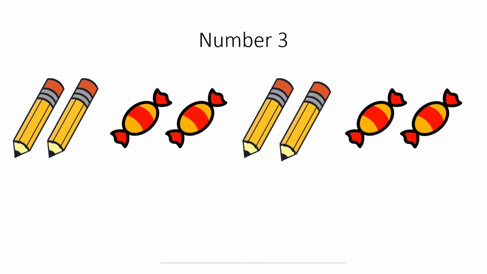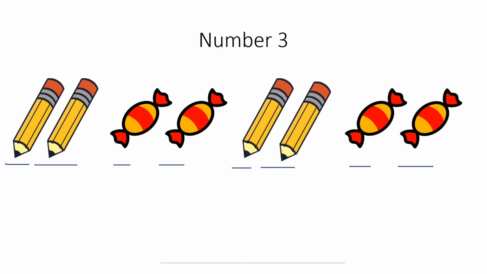Okay, so here we have two of each set, two of each kind. So first we have two pencils. Let's count. 1, 2. So we have two pencils. Let's count our sweeties. 1, 2. Let's count our pencils again. 1, 2. Let's count our sweeties again. 1, 2.